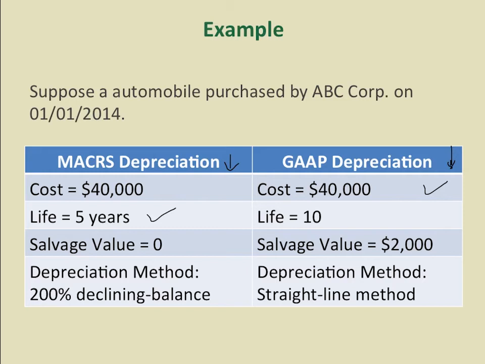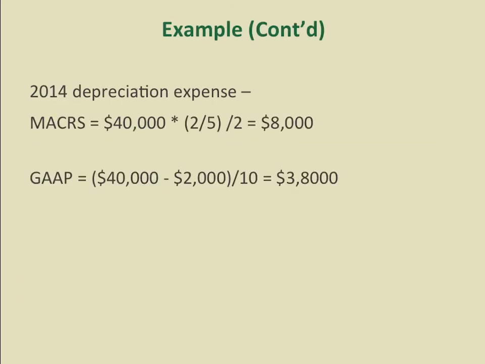Under the GAAP, managers estimate that the useful life is 10 years. Salvage value under tax is assigned to be 0, while the salvage value is estimated to be $2,000 under GAAP. Depreciation expense under the tax for all these 5-year property, we should use the double declining balance method. Under the GAAP, managers choose to use the straight line method. Now, in the next slide, I'm going to show you the difference in terms of the depreciation expense between these two systems.